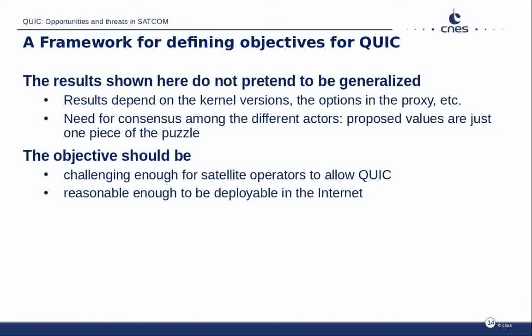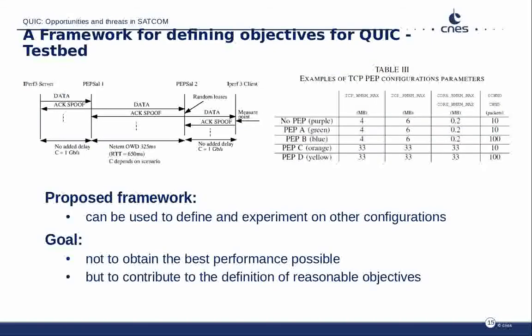Because we want to contribute, as anyone, to the definition of the objectives for QUIC, we do not pretend to generalize all our results, because it depends on the kernel versions, what options we have in proxies, and so on. But we would like to come up with performance objectives that are challenging enough and good enough so that satellite operators allow QUIC and do not block it.